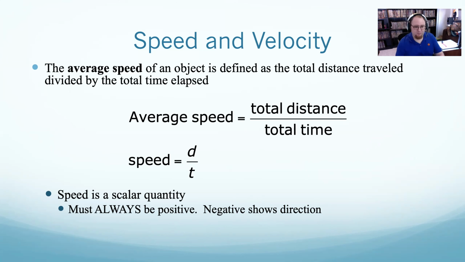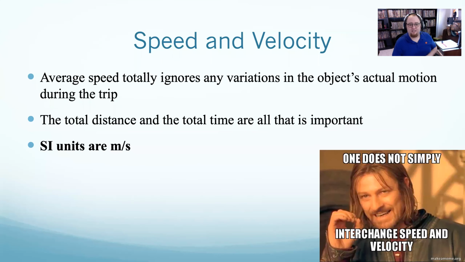Average speed, though, ignores all variance in the motion. That coat I just showed slowed down then sped up, and it doesn't matter. Average speed is total distance over total time. Also, since speed is distance over time, its units will be meters per second.